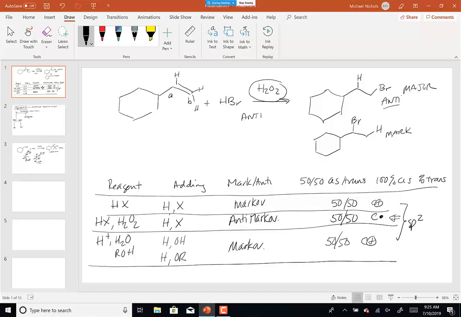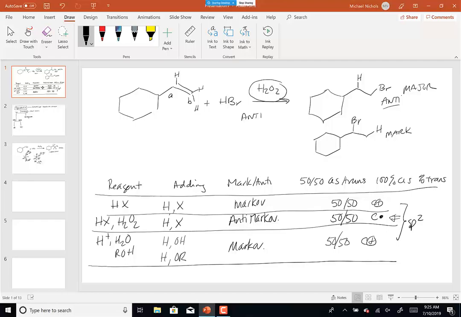And if I'm going to make a stereoselective reaction, I'm going to have to use a completely different mechanism, because a carbocation and a radical are never going to be stereoselective. Everybody kind of with me here?